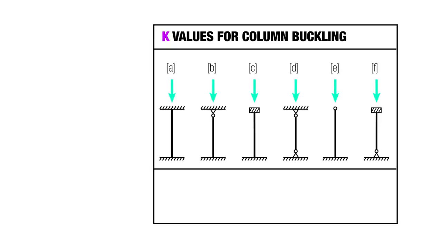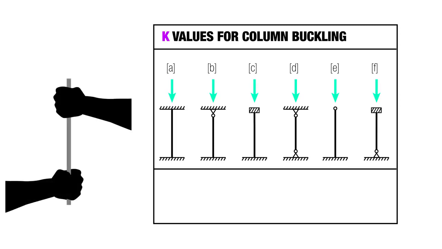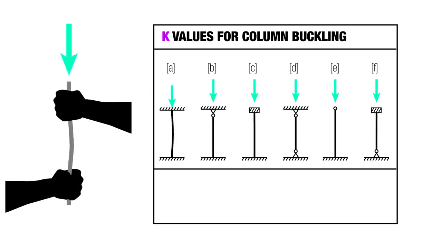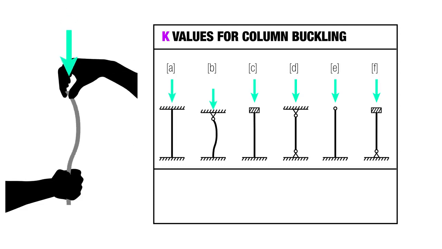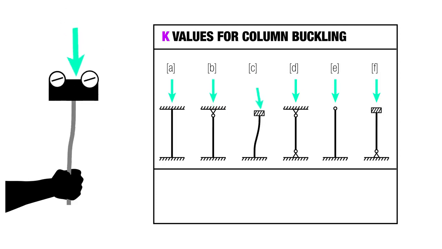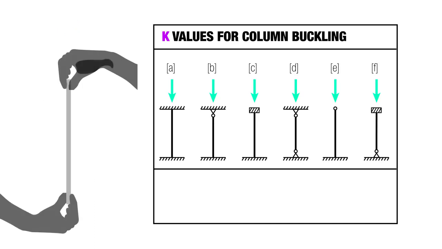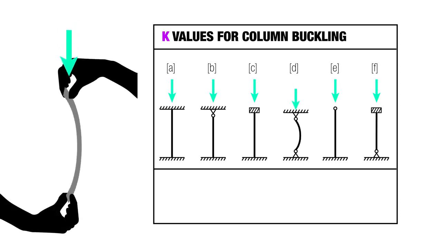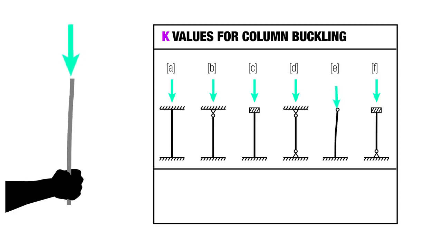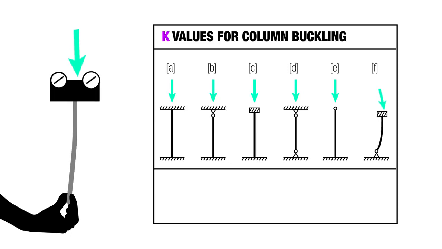Now we're looking at a table, and here you have just different flavors of column. So in A, you have fixed top and bottom. On B, you have a pin connection at the top and fixed at the bottom. On C, you have something that's rotation fixed but translation free on the top, and something that's rotation and translation fixed on the bottom. On D, we have two pin connections. On E, you have something that's fixed on the bottom and allowed to kind of move around at the top. And then on F, we have something that has a pin connection on the bottom and translation on the top.